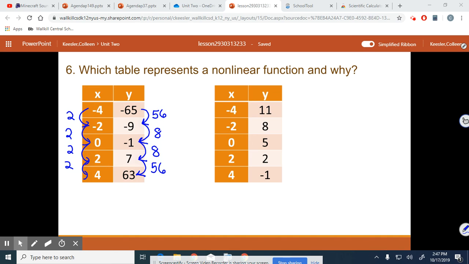All right, so this does not look very consistent. 56 over 2 is not equivalent to 8 over 2, so there is no consistent slope there. So this is definitely nonlinear because it is not changing at a constant rate.